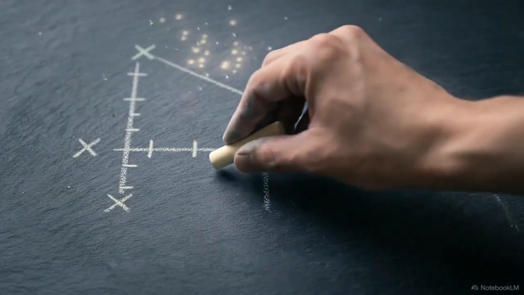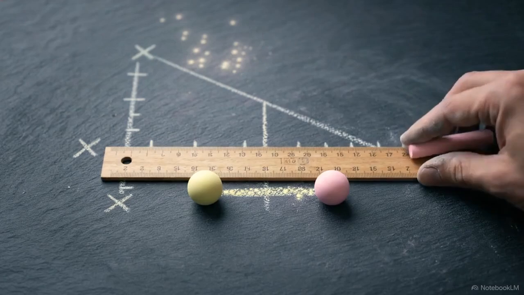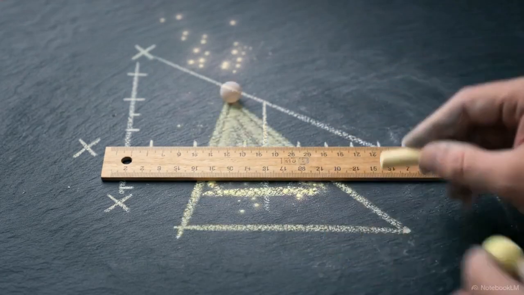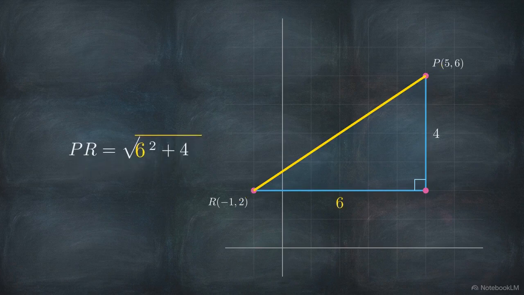By combining the x and y coordinates of any 2 points, we forcibly construct the right-angled geometry necessary to measure the space between them. With the legs defined as 6 and 4, we initiate the Pythagorean calculation for diagonal PR. Squaring the horizontal base gives 36, and the vertical height gives 16. Summing these squares yields 52 under the root. Simplifying this mathematical root reveals the exact distance, 2 times the square root of 13.